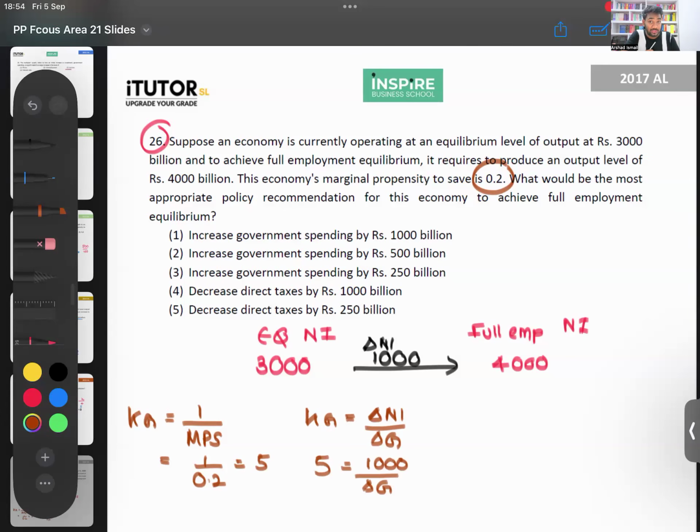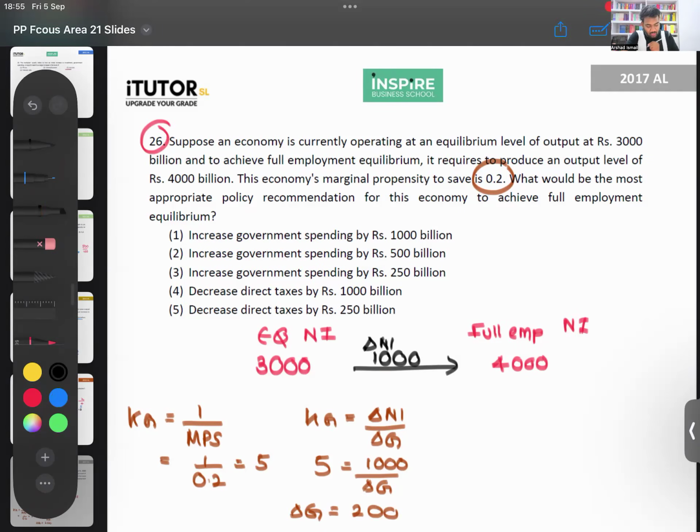Government spending has to increase by 200. Is there an answer like that? An answer that says government spending increases by 200. So if you increase government spending by 200, it will multiply by 5 times. National income will go up by 1,000. Then 3,000 will become 4,000.